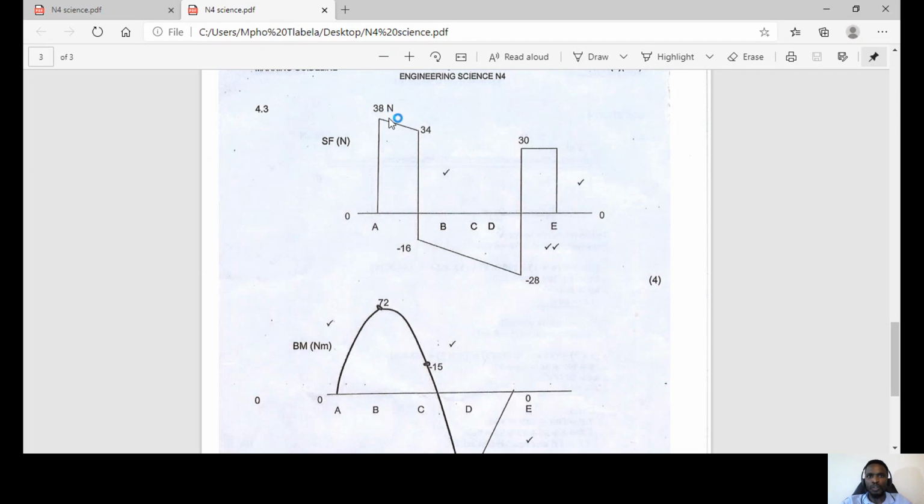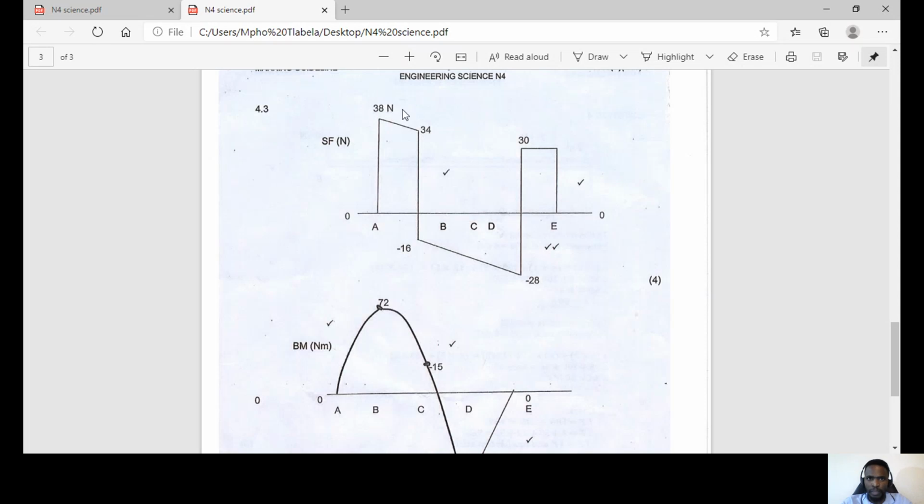From A, we want to move to B. If you see a line that is not straight, you must know there is a distribution load there. And the distribution load there is 2 Newton per meter, and the distance here is 2. Therefore, 2 multiplied by 2 is 4.